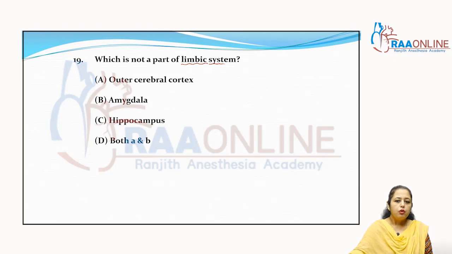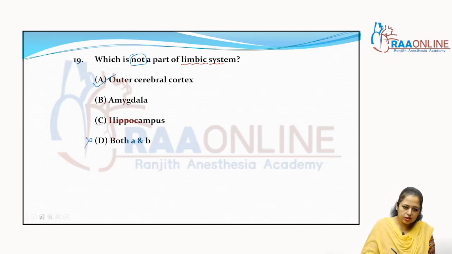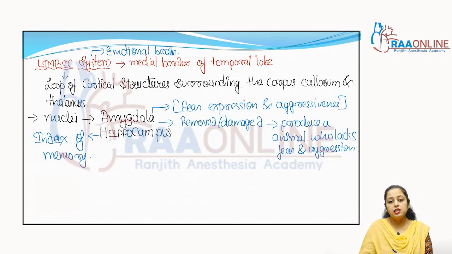Now the question is, which is not the part of the limbic system? Outer cerebral cortex, amygdala, hippocampus. Both amygdala and hippocampus are the nuclei of the limbic system, right? So they are the part of the limbic system. Both A and B, no, that option is also wrong, right? So the outer cerebral cortex is not the part of the limbic system, since he is asking about the not. The rest of them are the part of the limbic system, right? So the answer is A.